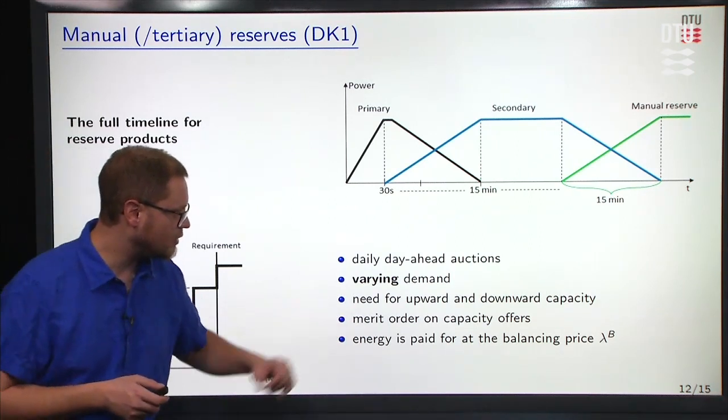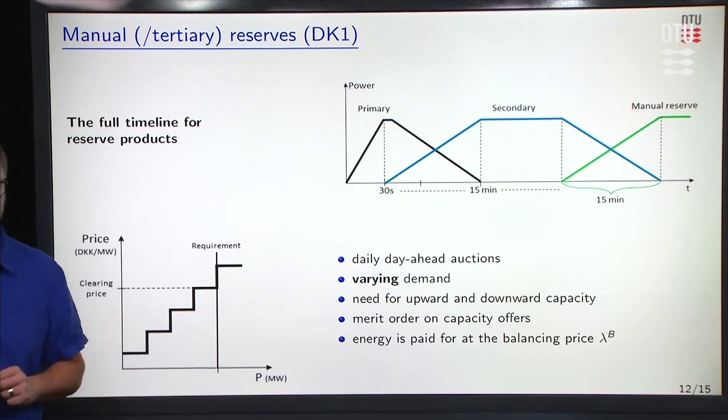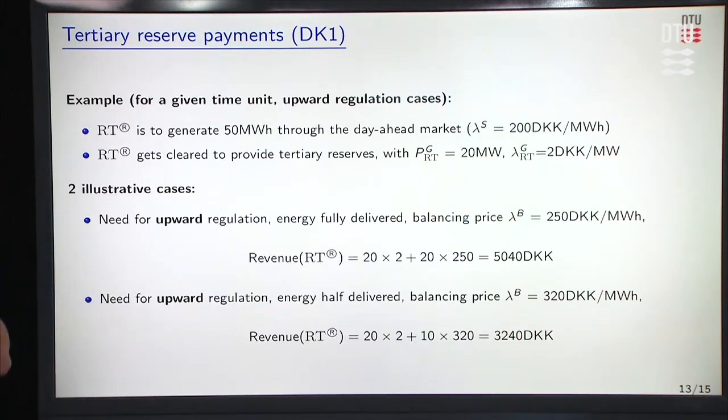The system operator needs to procure both upward and downward capacity, and we also follow a merit order on capacity offers. Eventually, energy is going to be paid for at the balancing price lambda B, since you're going to go through the regulation and balancing market to provide quantities of energy to help to keep the system in balance between supply and demand. Here is an example.